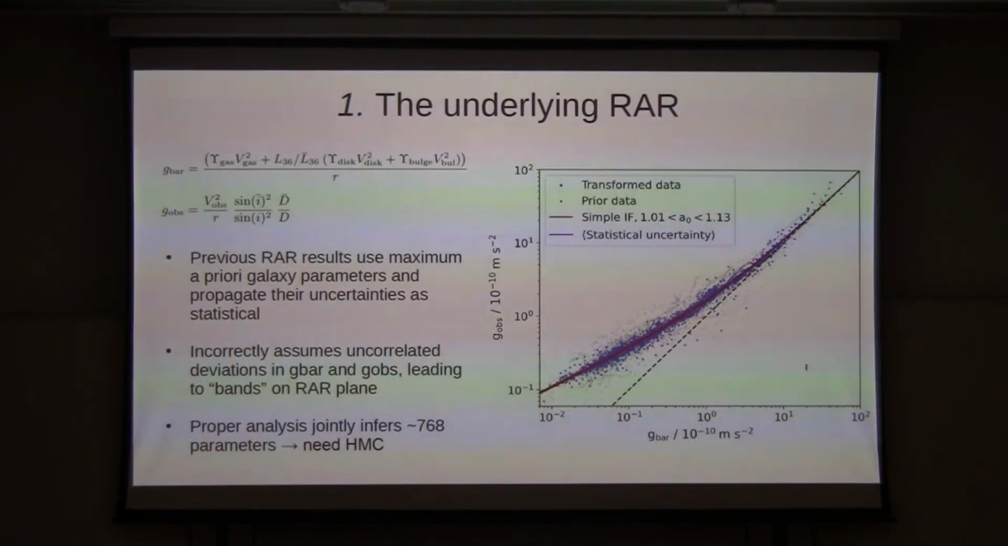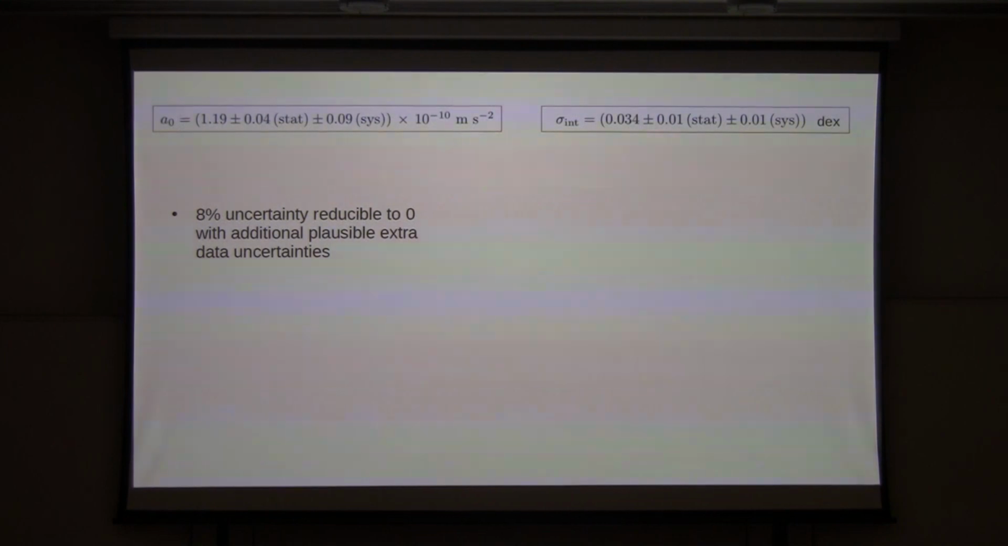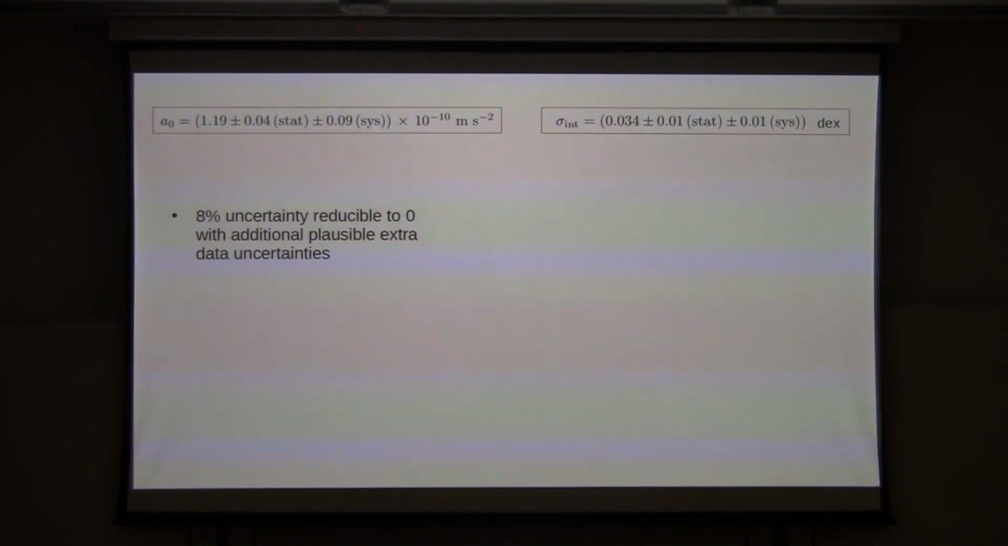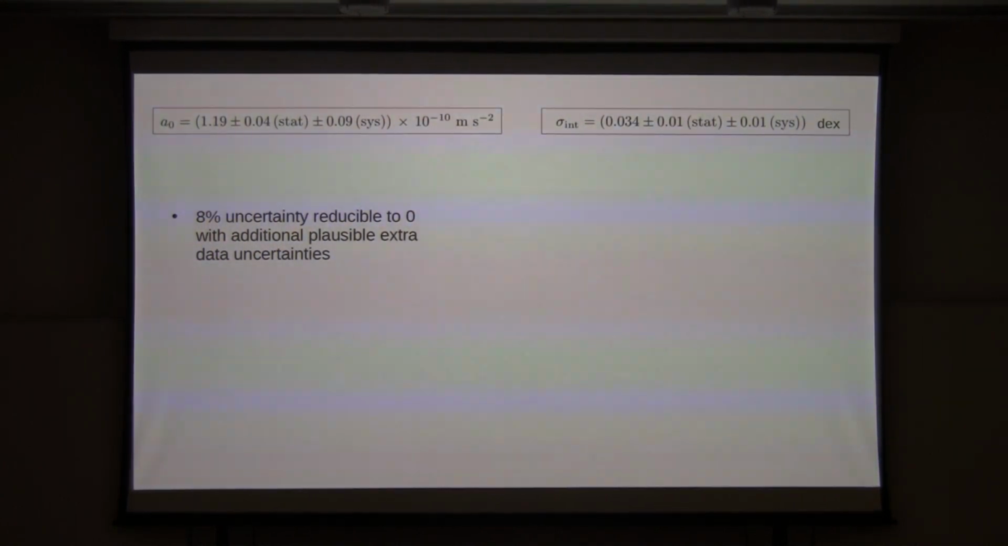I've tried a few different modeling assumptions for how you treat the priors, the external field effect, and so on, but the results are fairly stable. As we know, A0 is around 1.2 meters per second squared. But what's interesting is that when you use this more correct way of treating systematics, the intrinsic scatter in the RAR drops from around 0.1 dex, as it is in Stacy and Federico's analysis, to 0.034 dex, which is around 8%. That makes it obviously an incredibly tight scaling relation.